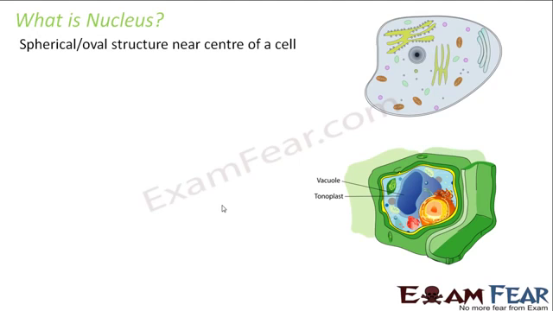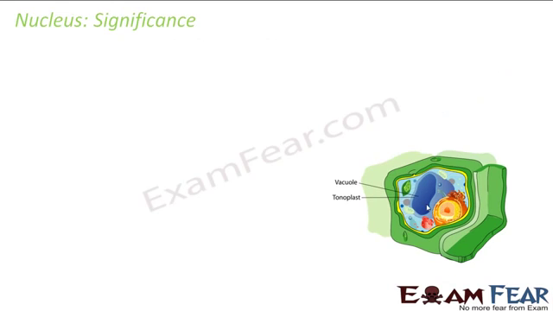So when I talk of nucleus, if you look at this animal cell, this structure is known as nucleus. It is not exactly at the center, but it is somewhere near the center, right? Similarly, in a plant cell, if you look at this orange colored structure, this is a nucleus. So it is present in both plant and animal cells.